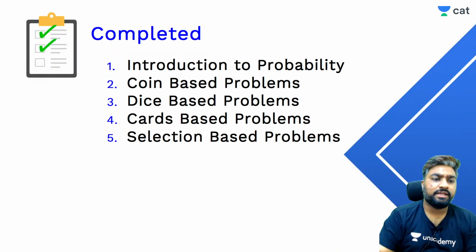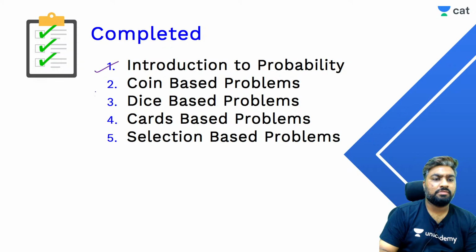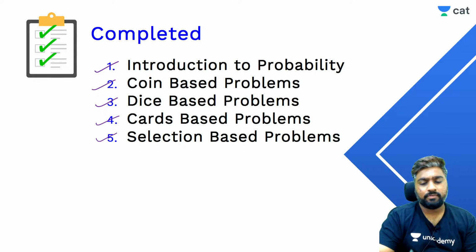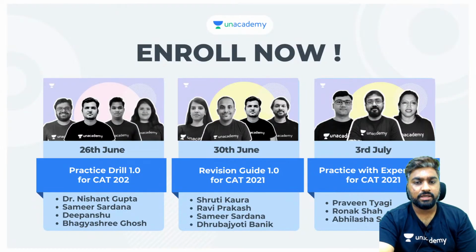So far we've completed all of this: introduction to probability, coin based, dice based, cards based. Yesterday we saw selection based problems. Today we're going to learn a new concept under probability called conditional probability.